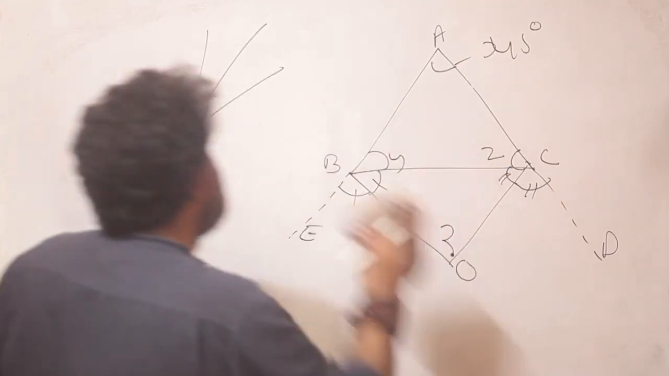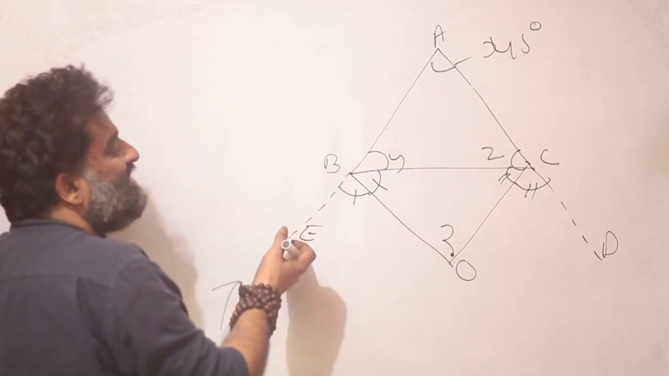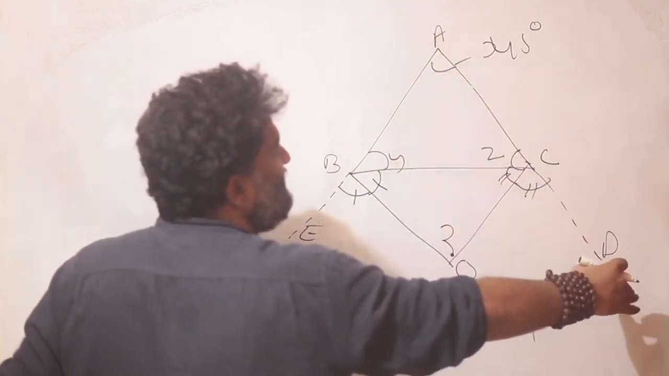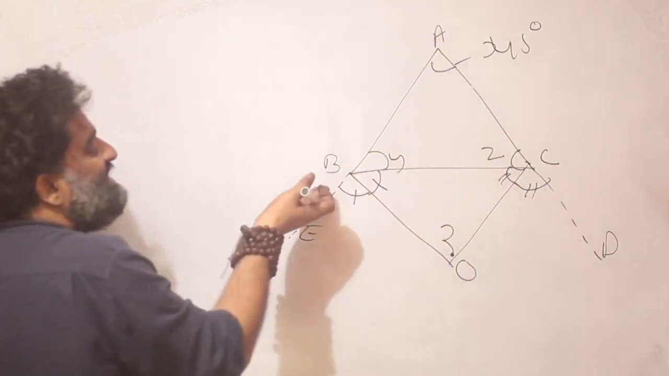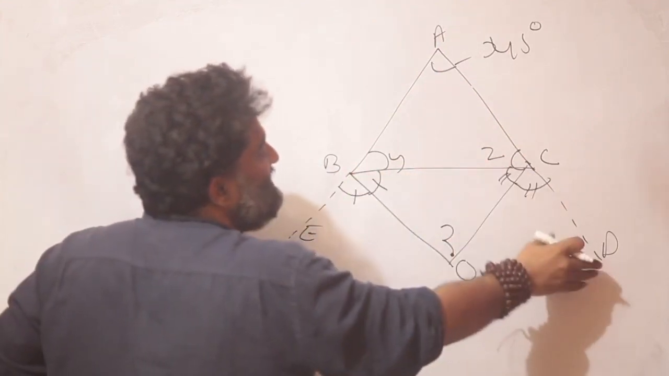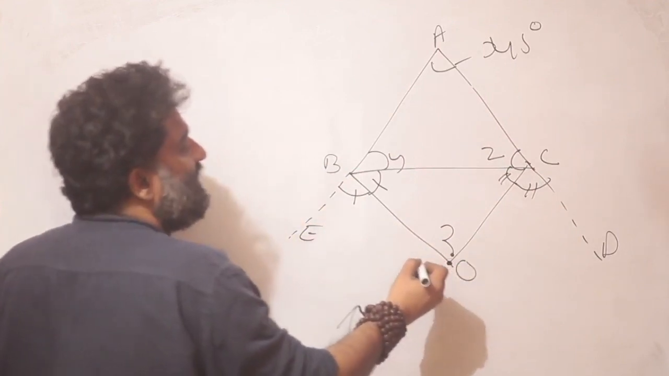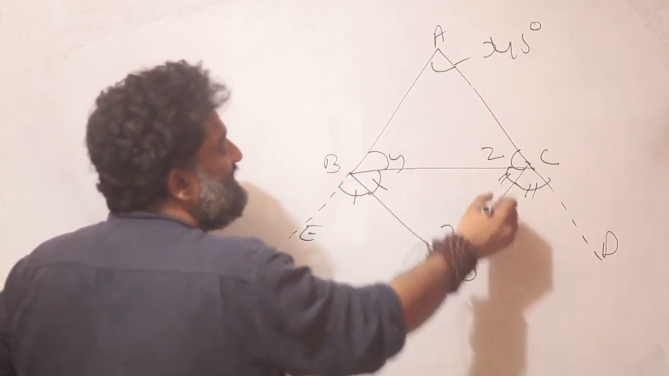So once again, this is a triangle given to us, ABC. The side AB was extended a little, side AD was extended a little. Then the angle CBE's angle bisector BO and angle BCD's angle bisector CO meet at point O. And your question is, what is angle BOC?